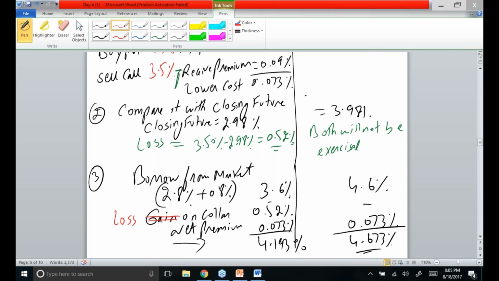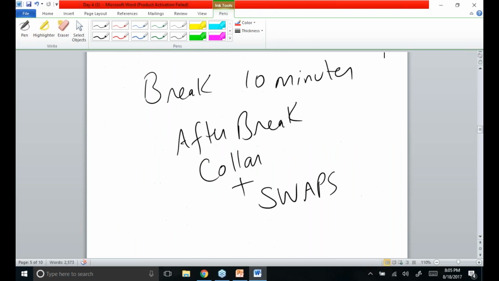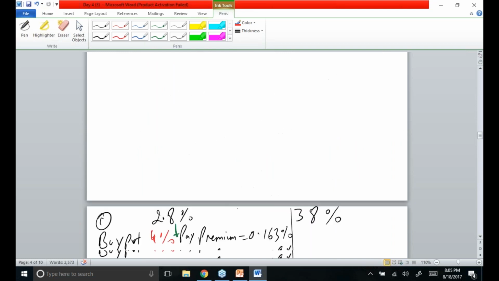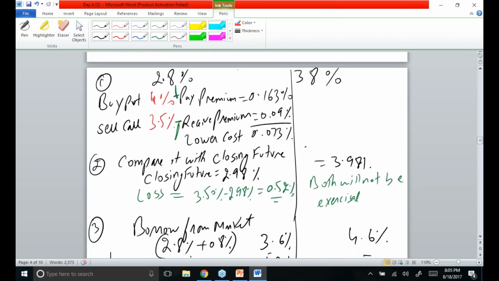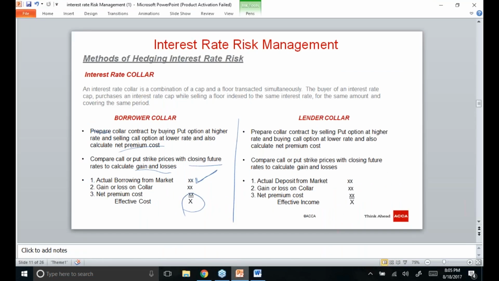Look guys, in the second step, what are the steps? In the second step, compare call or put strike prices with the closing future rates to calculate gain or loss.